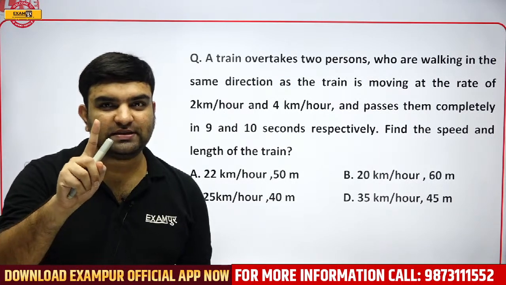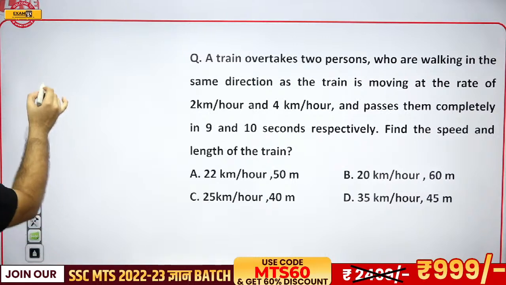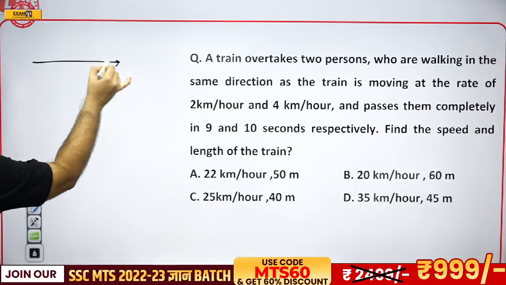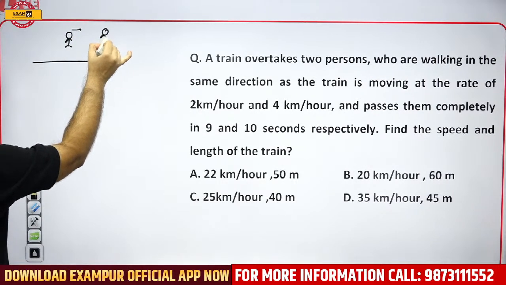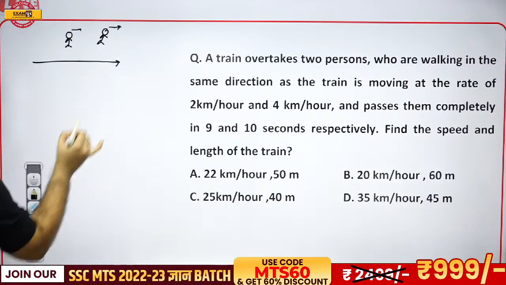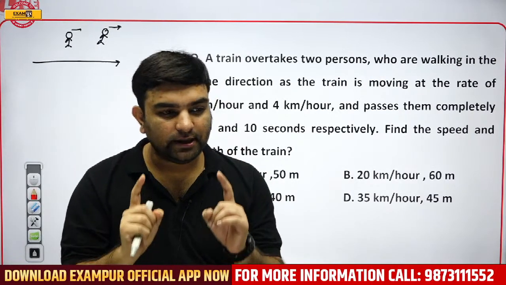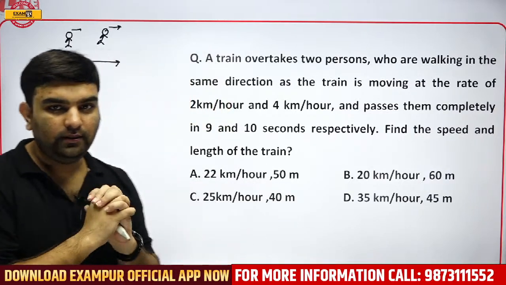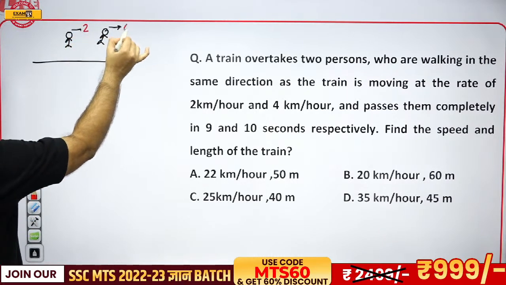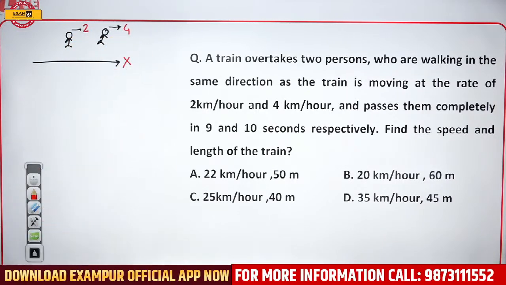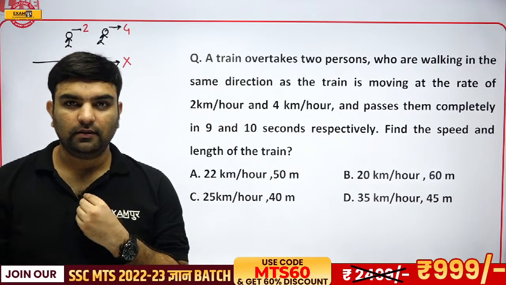A train overtakes 2 persons who are walking in the same direction as the train. Let's suppose this is the direction of the train and the persons are walking in this direction only. Their speeds are 2 and 4. Let the speed of the train be x.